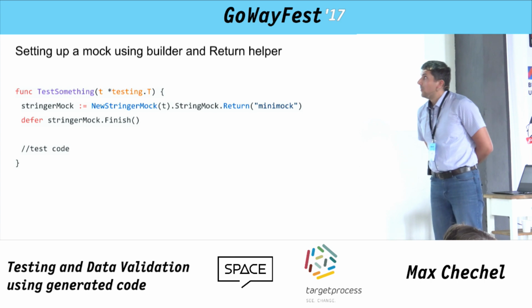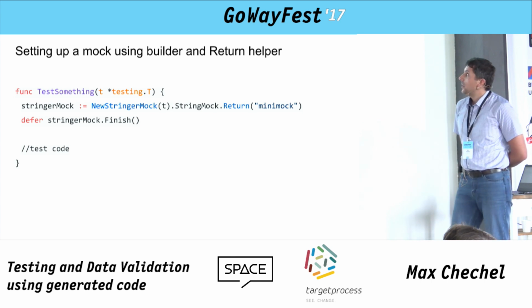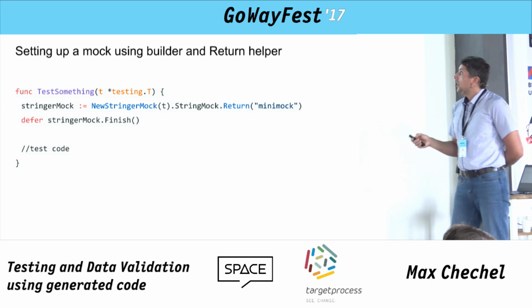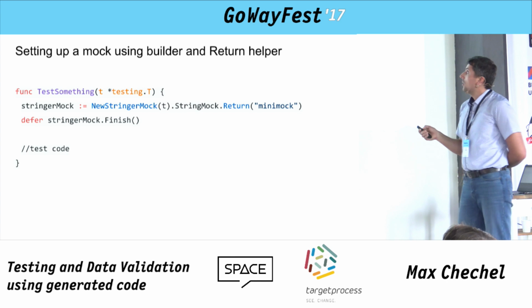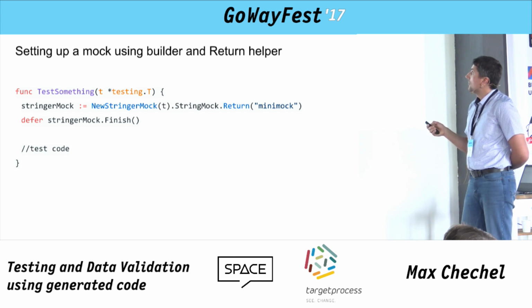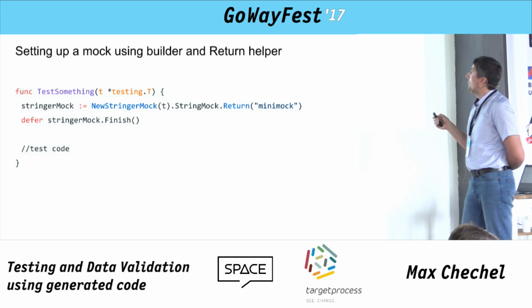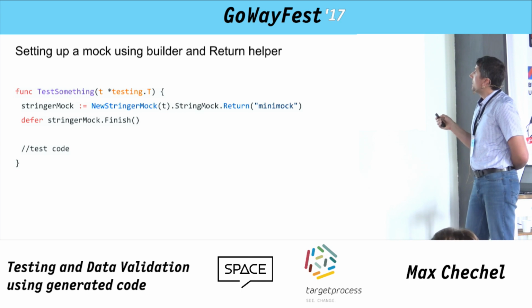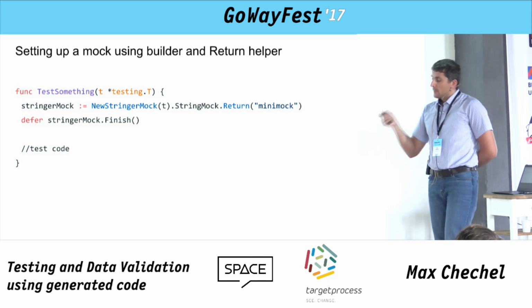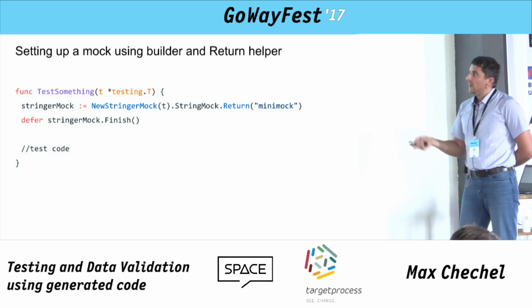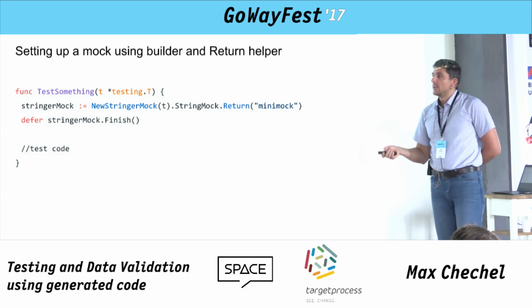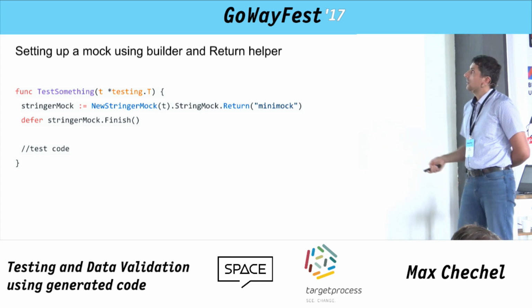Another way to set up a mock is by using the builder pattern. So here we're actually setting up the very same mock, just differently. So you can see we are calling Return and passing "minimock". And the "minimock" argument here is actually a string. So it corresponds to the result parameter of the String method of the Stringer interface that we are mocking.